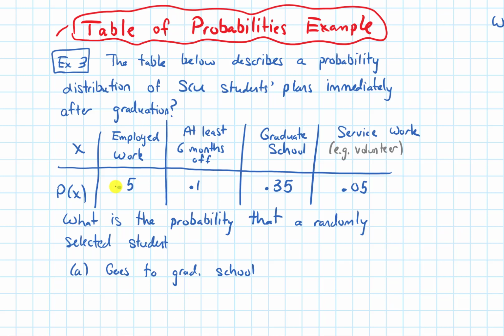So the probability that a student will be employed with work is 0.5, whereas the probability that a student will go to graduate school is 0.35. The question is, what is the probability that a randomly selected student, part A, goes to grad school? I want to know the probability that a student goes to grad school immediately after graduation. Looking at the table, the value for graduate school is 0.35.